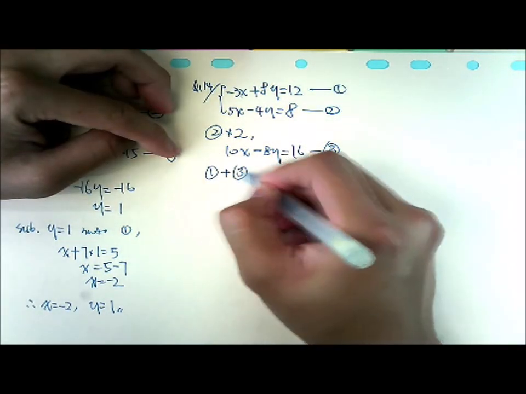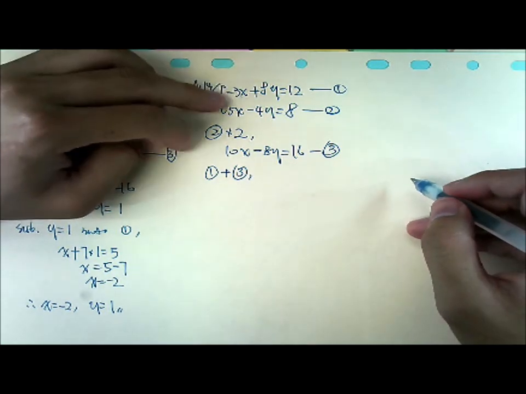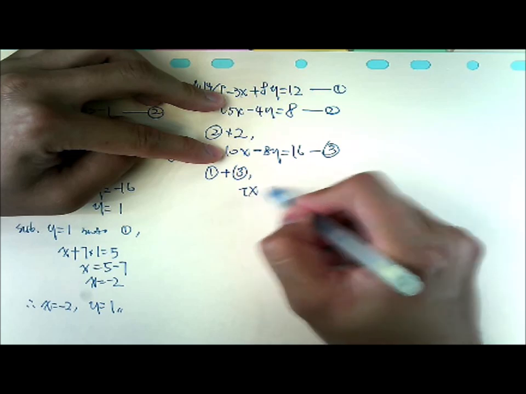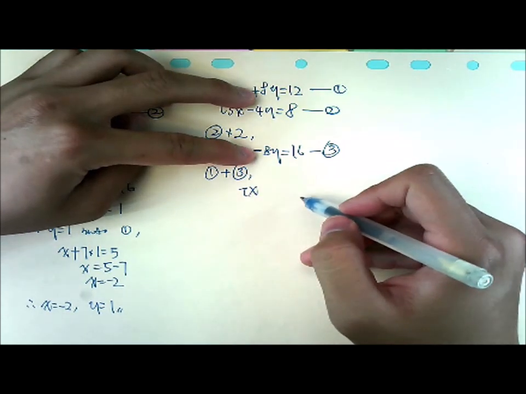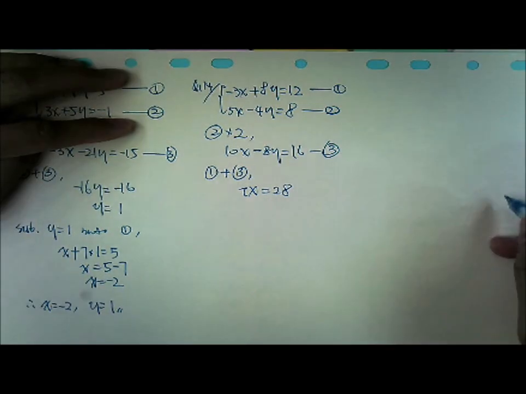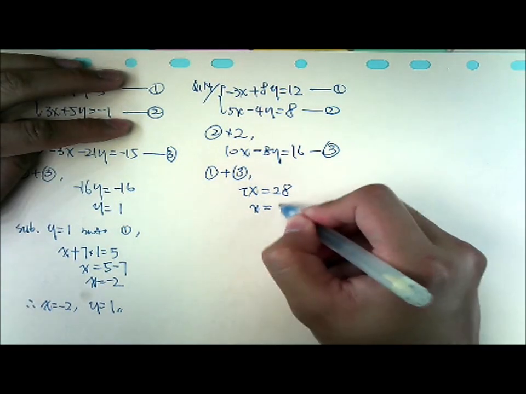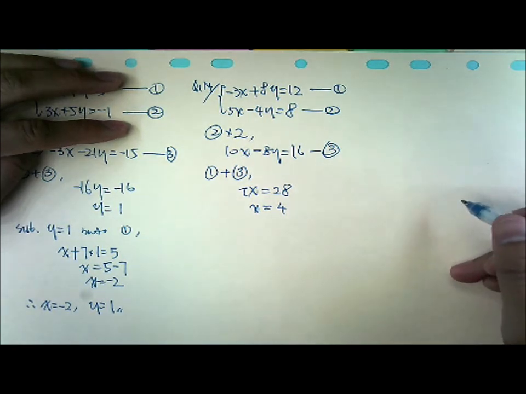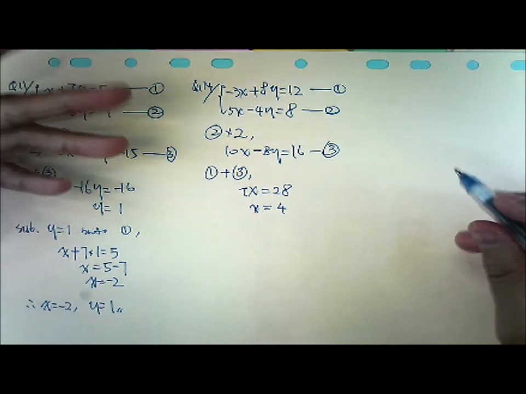1 plus 3, so minus 3x and 10x will become 7x, understand? The y cancel, and then here on the other side you have 28, understand? So divided both sides by 7, you get 4, it's okay. And then next you can find out y, so you can choose which one.